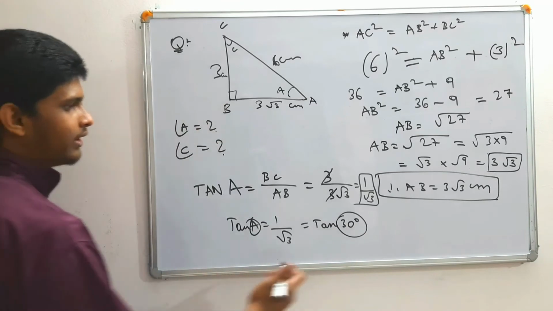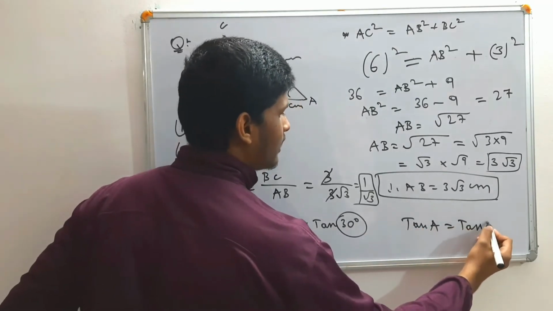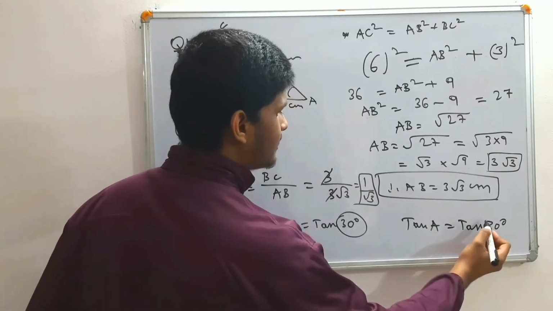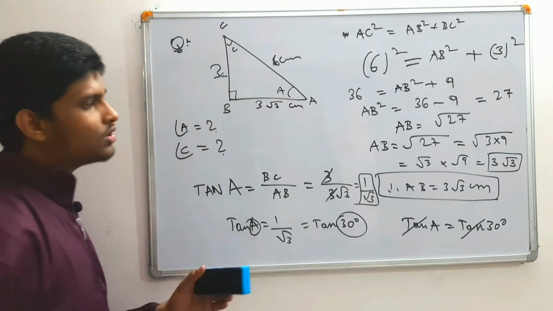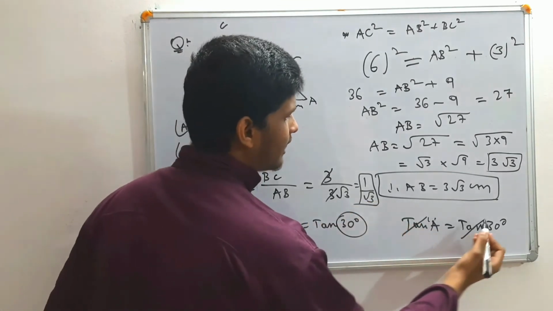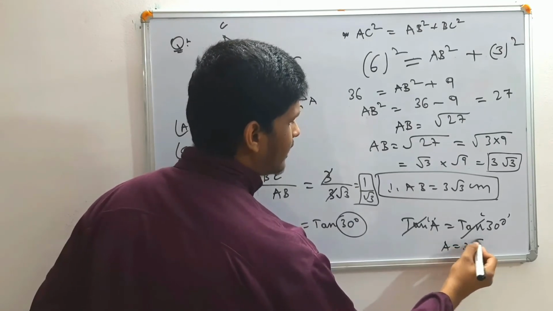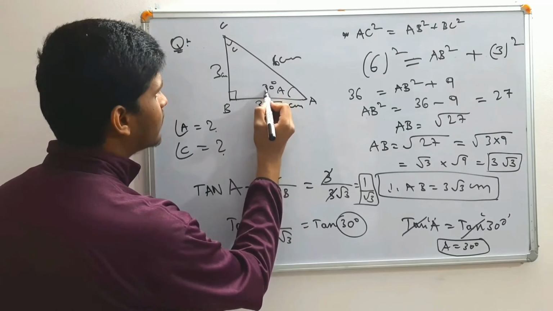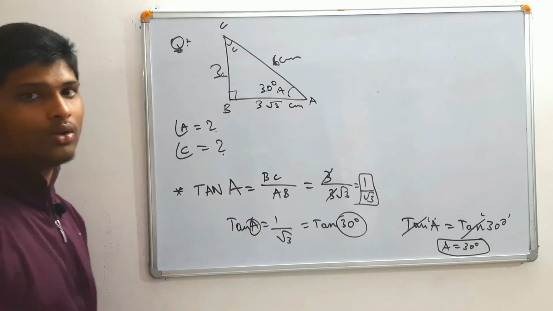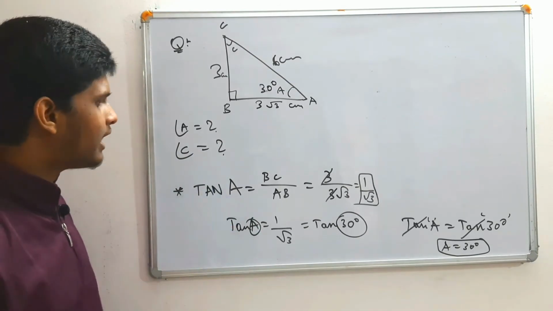Compare them. That means tan A is equal to tan 30 degrees. If we cancel this tan, taking off the ratios, then we are left with only angles, angle A and this angle. So we get A is 30 degrees. So this angle we got as 30 degrees. Here note that we can take even sine, cos or anything, but I just took tan.